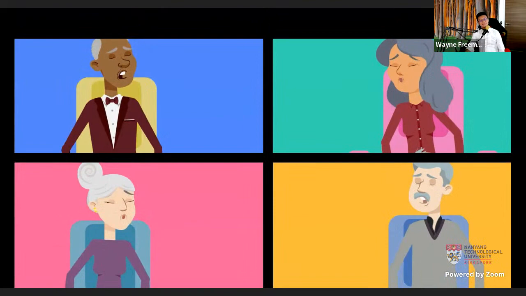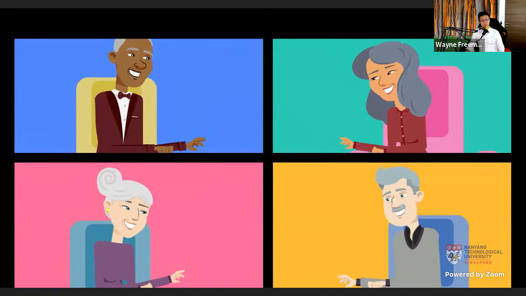The onset of the pandemic has limited social interactions of seniors. Hence, this game would include a multiplayer mode where seniors can learn and play with their friends online.